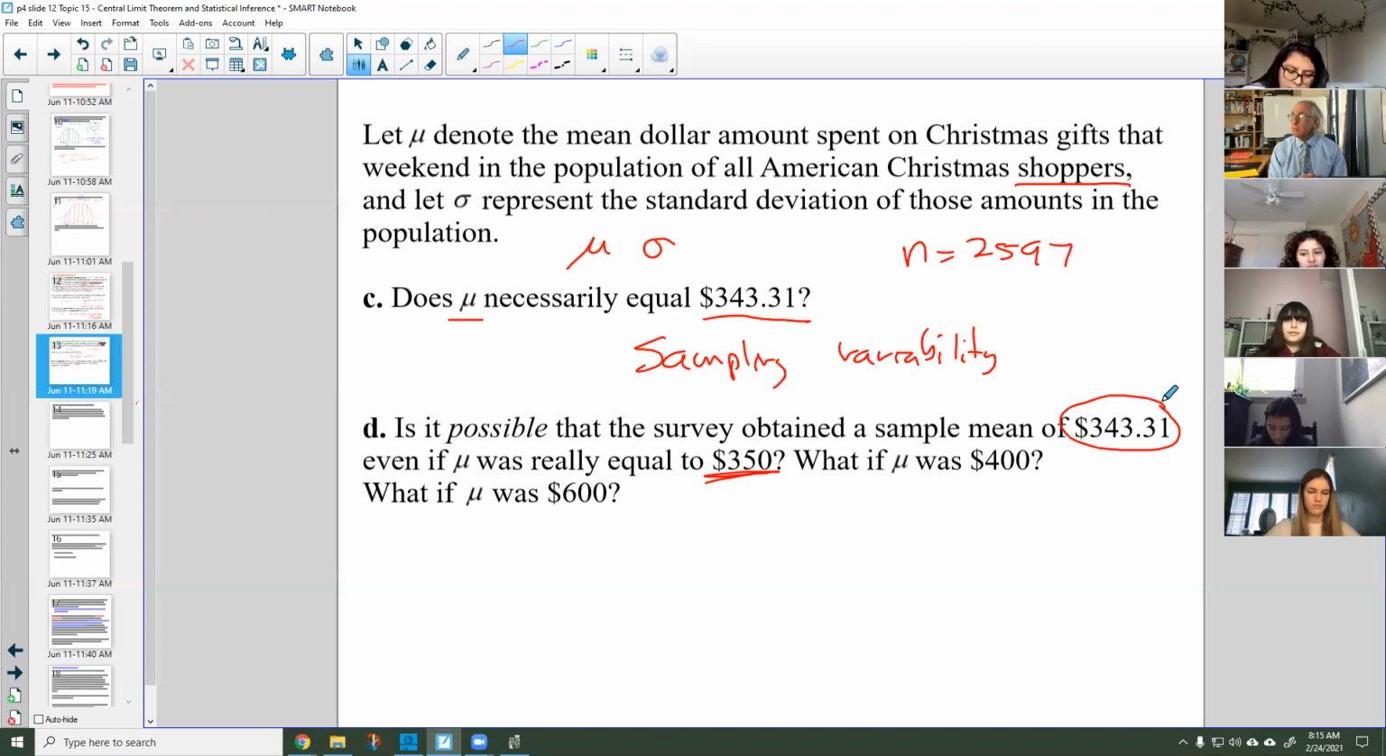Yes. I think so too. I'd say less likely, but I think it's possible, right? Isabella, what about if mu was actually 600? I think it's still possible, but really unlikely. I think you're absolutely right. It's still possible, but really unlikely. I could flip a coin and get heads 15 times in a row. It's possible. Very unlikely, but absolutely possible. Okay, good.